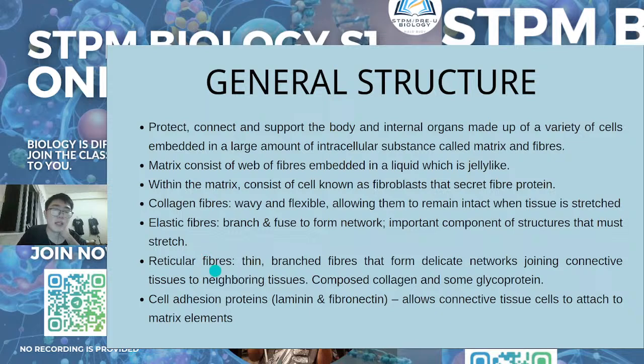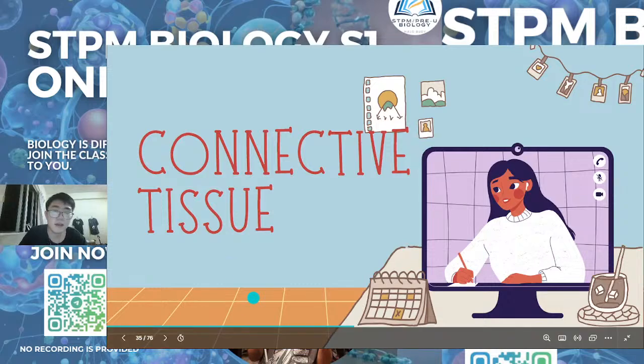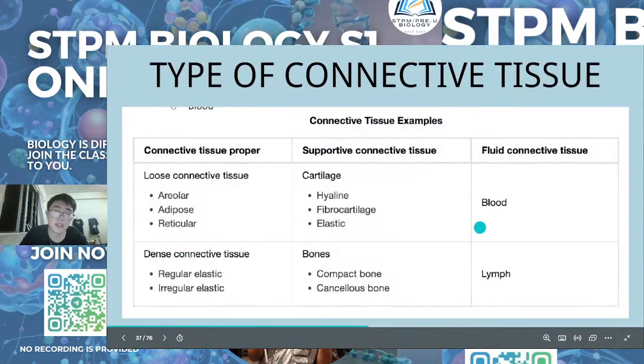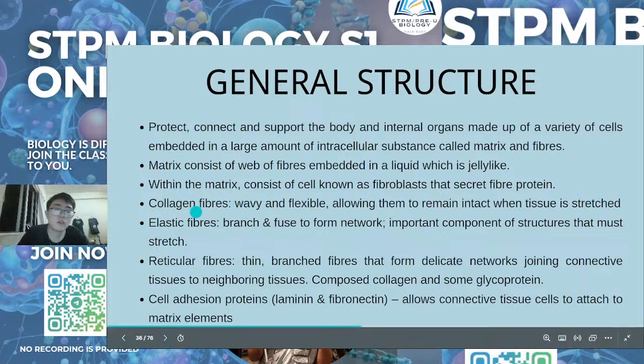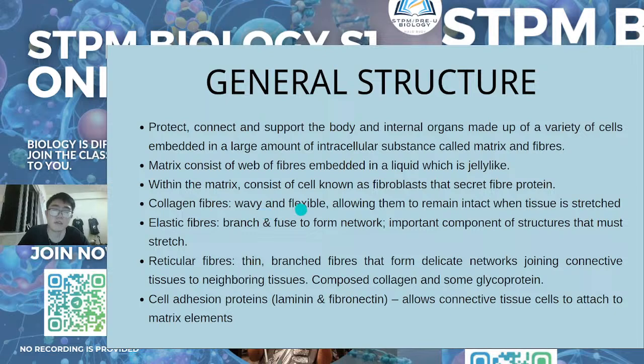And then we also have three types of fiber: collagen fiber, elastic fiber, and reticular fiber. These are all of them. So what are these fibers? Collagen fiber is waxy and flexible. Elastic fiber is branched fiber that fuses to form a network. Reticular fiber is thin and branched fiber. So normally all the fibers are interconnected together. Collagen fiber's main function is to remain intact when tissue is stretched.